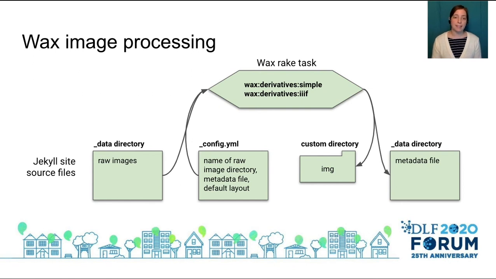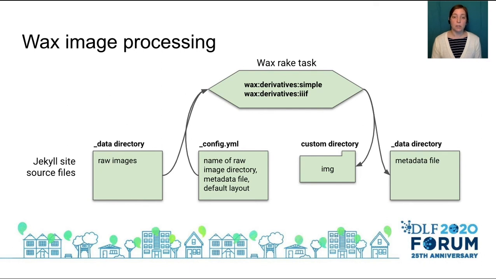The first Wax data processing step is image processing. For image processing, you first store the raw images in a special directory named _data, inside a subfolder named for the collection. You will also update the Jekyll configuration file by adding the name of the image directory, as well as other defaults for the collection, like the default layout. You use the command line to run one of the Wax rake tasks for image processing, either the simple version or the IIIF derivatives version.